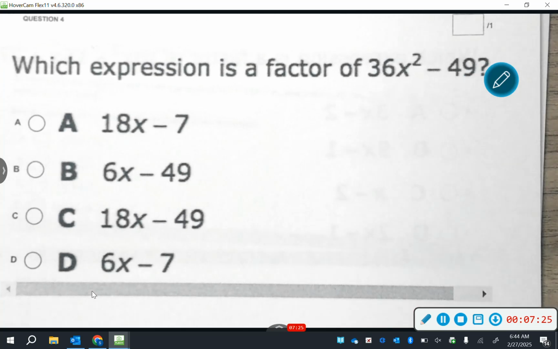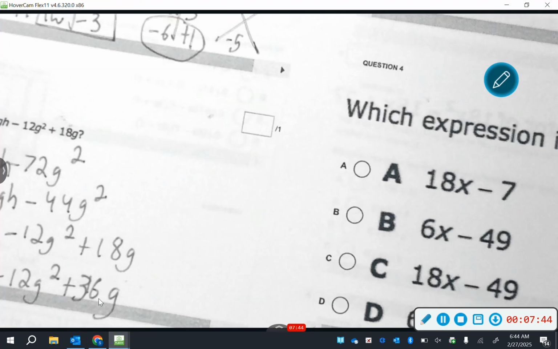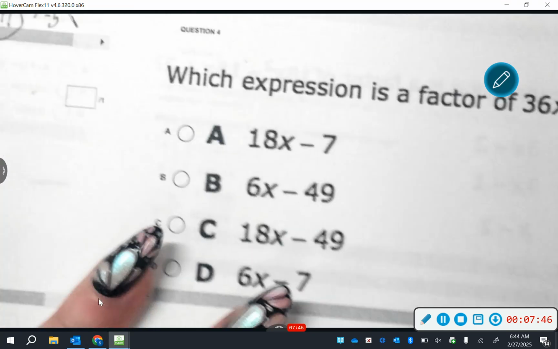Sliding down, once again, first thing we should always do is check for a GCF. So GCF, oh, it's all gone now. GCF, parentheses, 36, comma, negative 49, 1. So we do not have a GCF, so we can go about trying to factor this.